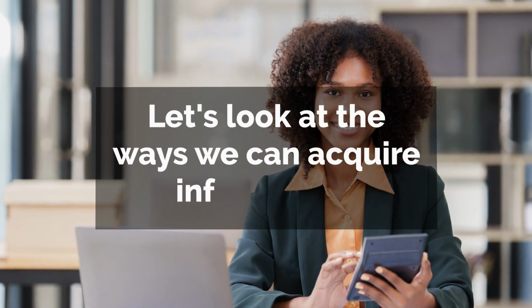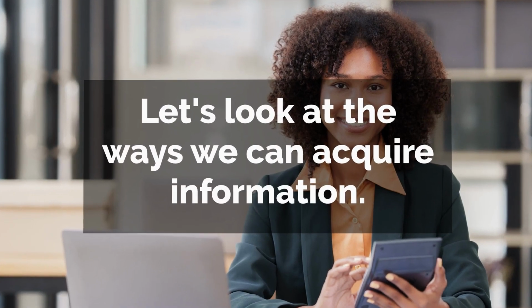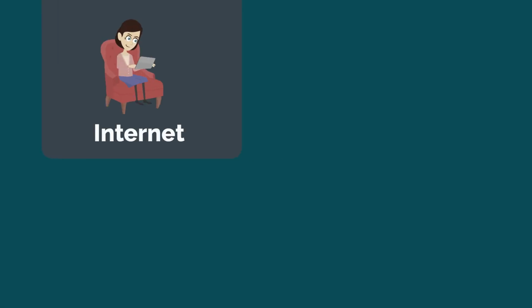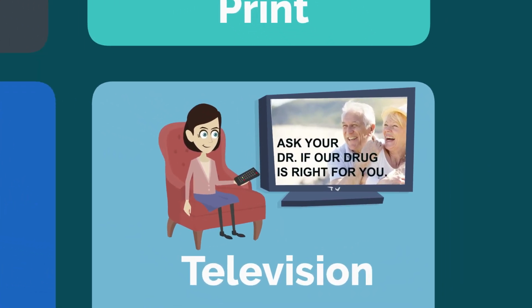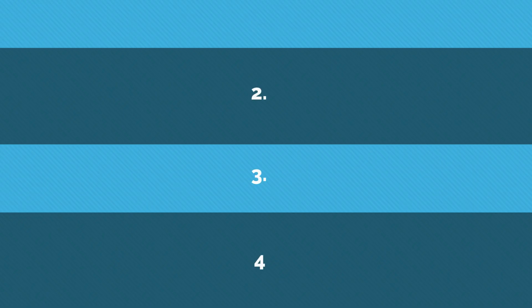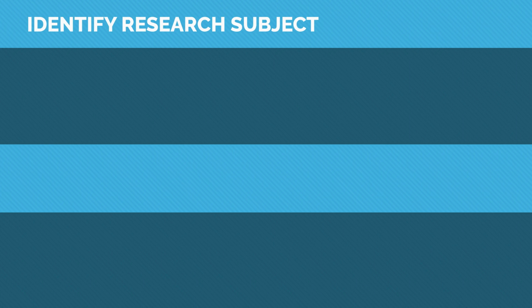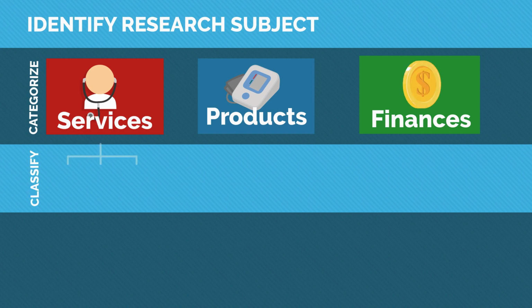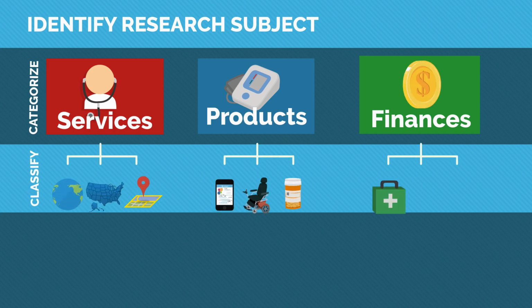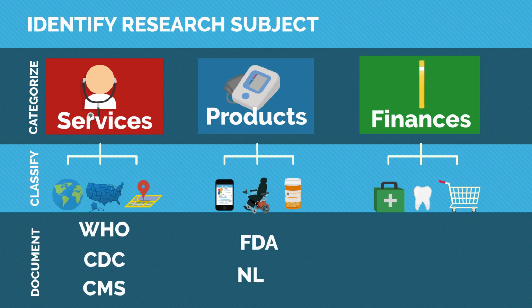Now let's look at some of the other ways that we acquire health information outside our doctor's office. People are usually introduced to subjects to research by the internet, print, radio, or television, but at times it could be word of mouth. Research is conducted in 4 steps. In this slide, I have created a flowchart for you to follow. First, identify the subject. Now, this could be anything related to health. Number 2, categorize the subject into one of the 3 branches in healthcare. Number 3, further classify the subject into the predominant characteristic, whether it be the location, the drug or device, or money. Lastly, document where you found it.